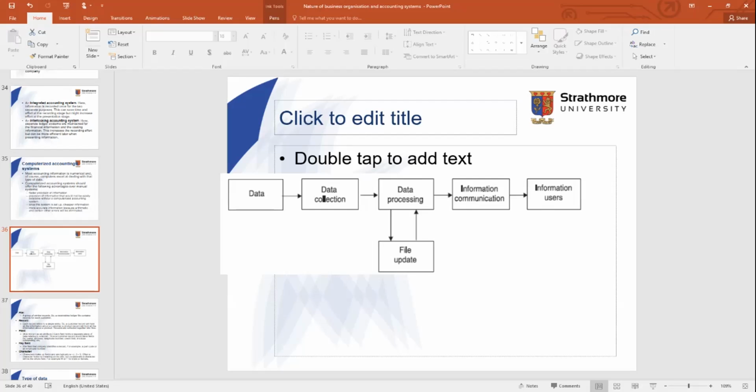Now, after data has been processed, what happens? It definitely needs to be communicated. After the processing, you may want to extract the information. Either you want to extract the financial accounting reports, or maybe the management accounting reports. For example, you want to determine by the end of the day, how much sales have we made? That is a financial accounting report you want to extract. With the same set of information, you may want to extract the management accounting report. What was the cost of the item we have sold?